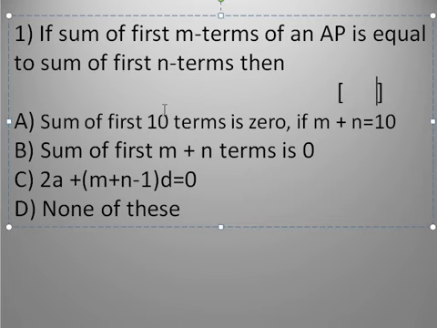So, if the sum of the first m terms of an AP is equal to the sum of the first n terms, then option A, the sum of the first 10 terms is 0 if m plus n equals 10. Option B, the sum of the first m plus n terms is 0. Option C, 2a plus (m plus n minus 1) into d is 0. And your 1 minute starts now.